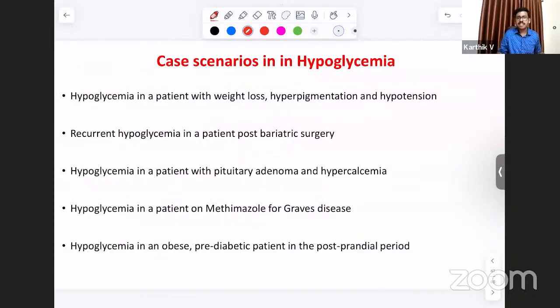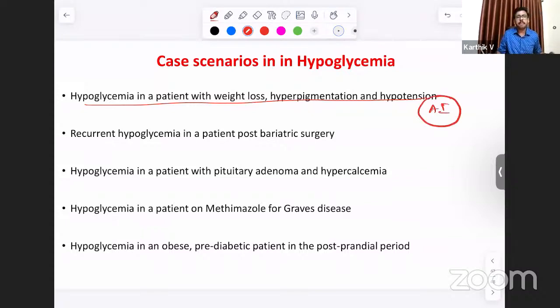So finally, the case scenarios in hypoglycemia. Hypoglycemia in a patient with weight loss, hyperpigmentation, and hypertension. Because I've already overshot the time, I'm just discussing the answers straight away. The diagnosis is adrenal insufficiency.